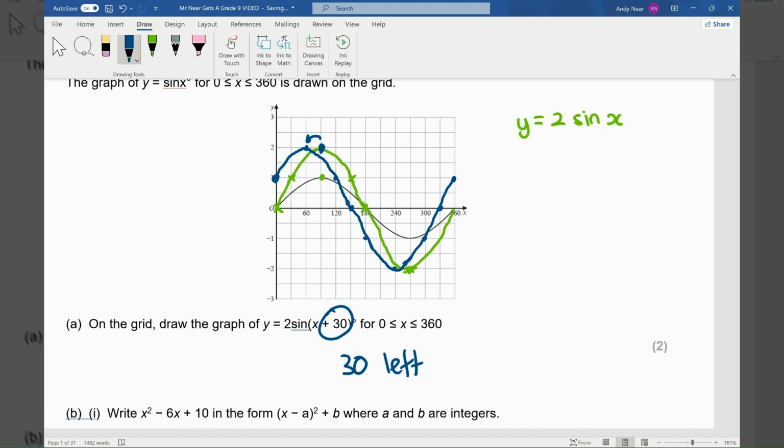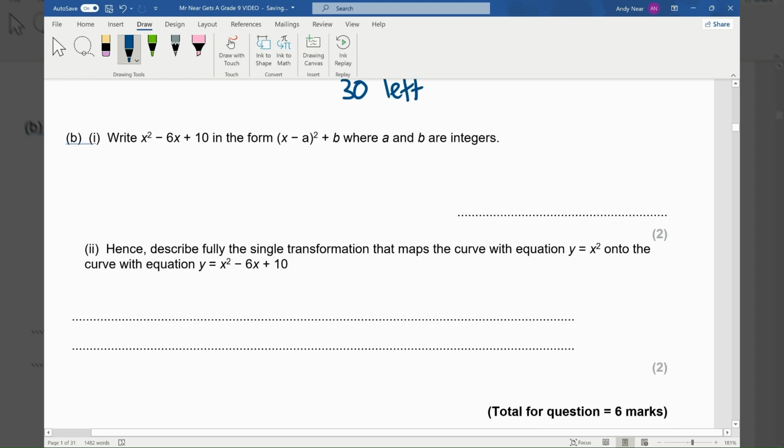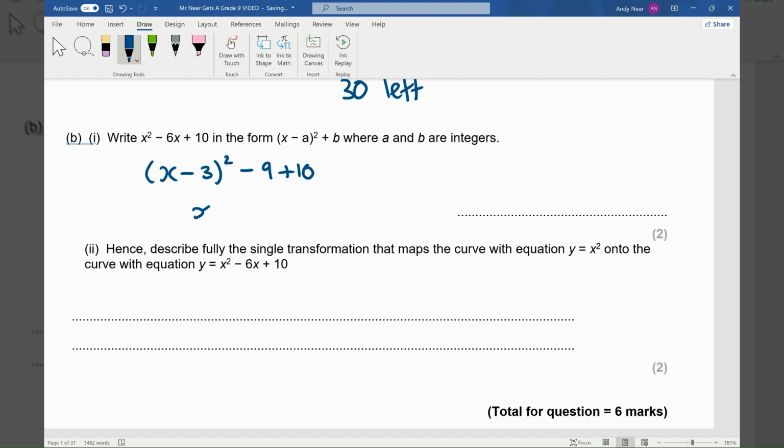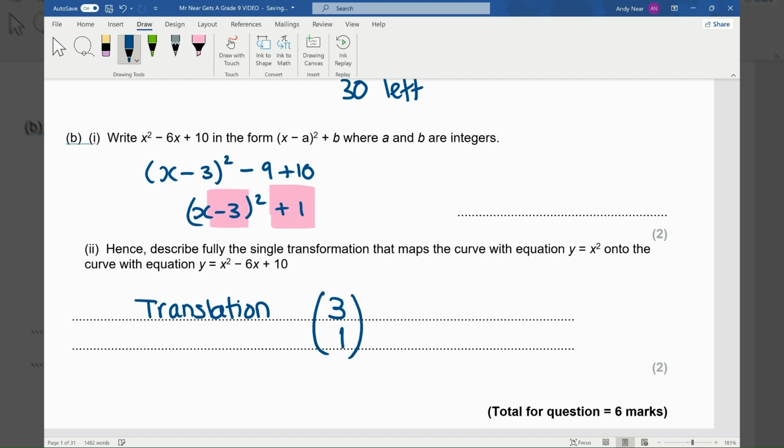and there is your graph. Part B, if you complete the square, halve the coefficient of the x's, x minus 3 squared, minus the number you've just written down squared, plus 10, tidy it up, x minus 3 squared plus 1. So this is then a translation, and inside the bracket here, this minus 3 takes it 3 to the right, and this plus 1 on the end takes it 1 up.